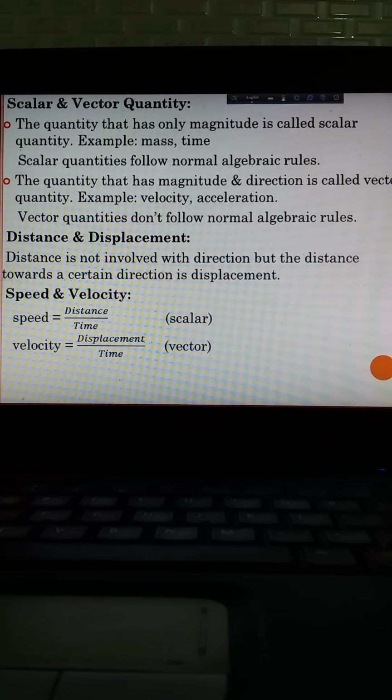Okay. Then speed and velocity. What is the difference between speed and velocity? As we have known about distance and displacement, speed is also a scalar quantity, but velocity is a vector quantity. What is speed? If we divide distance by time, that is called speed, and velocity is displacement divided by time.